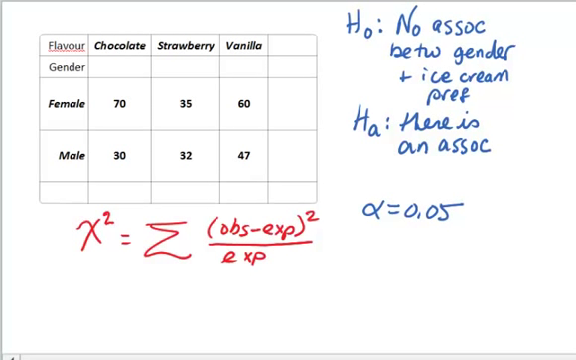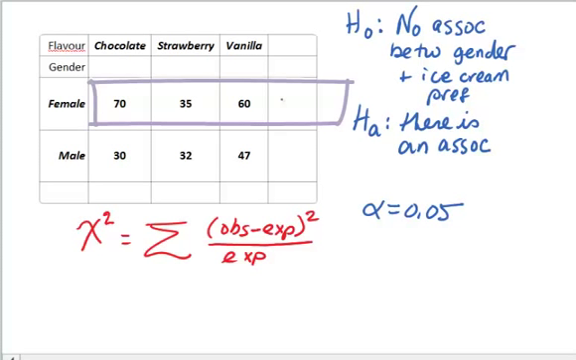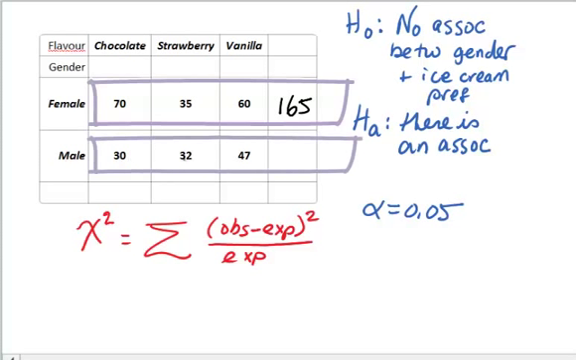Our first step in this chi-square calculation is to complete the table by calculating all of the totals. The first one we will do is for the female row. So we add up those three numbers, 70, 35, and 60, which will give us 165. So there were 165 women in our survey. And for the men, 30, 32, and 47, which is equal to 109. If we add those two numbers together, we will get 274.